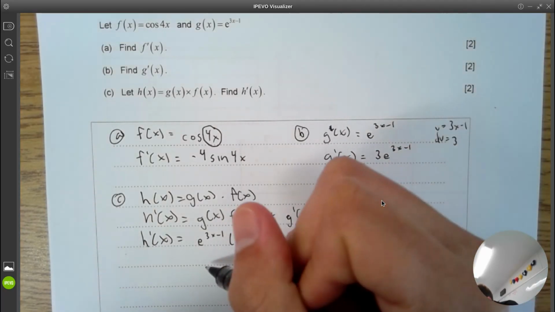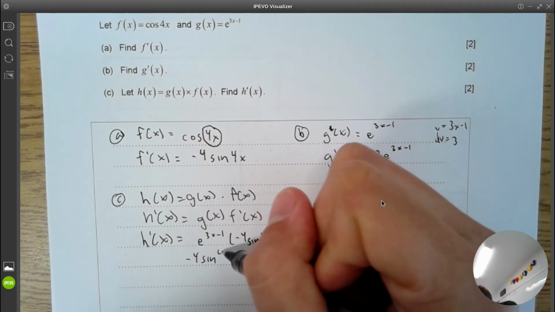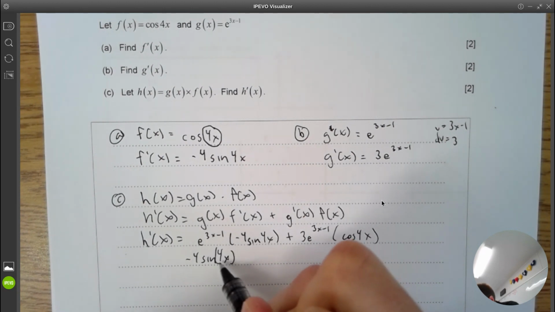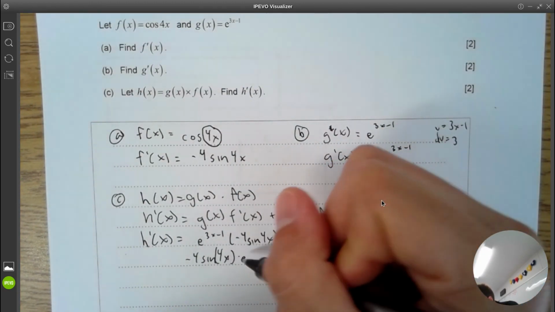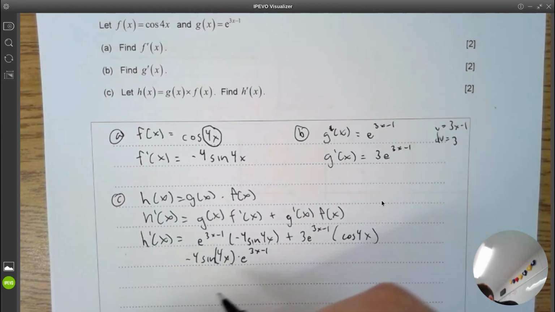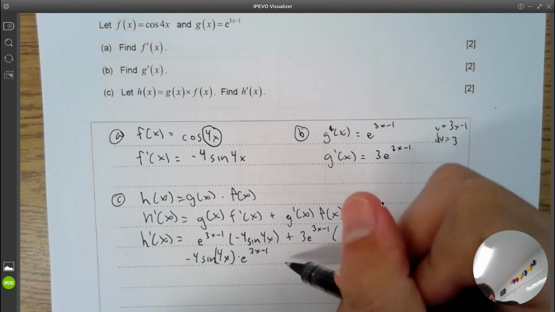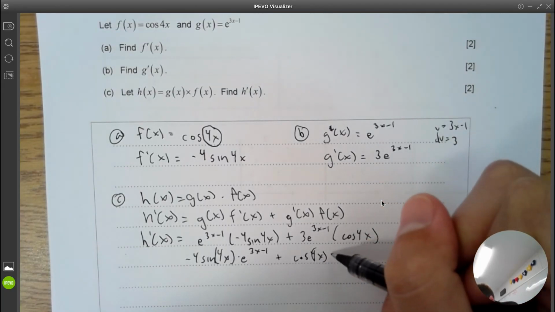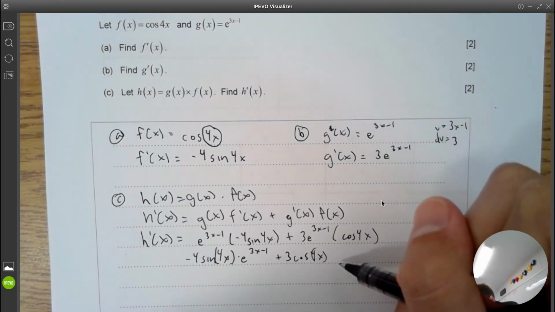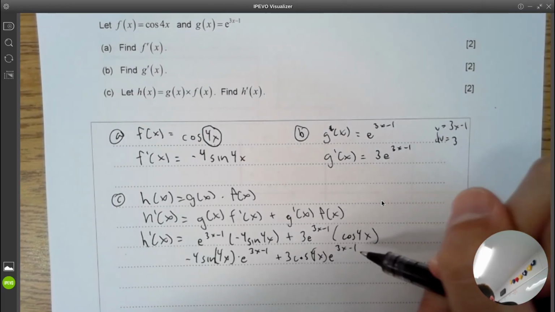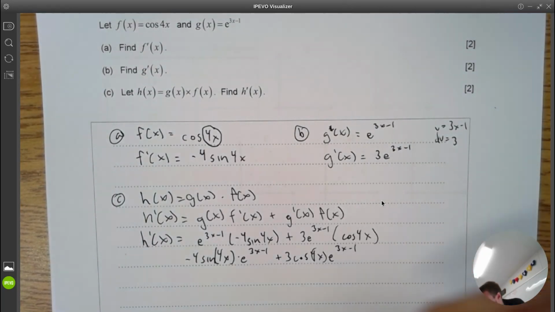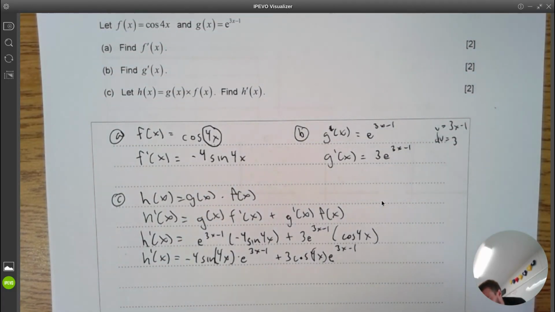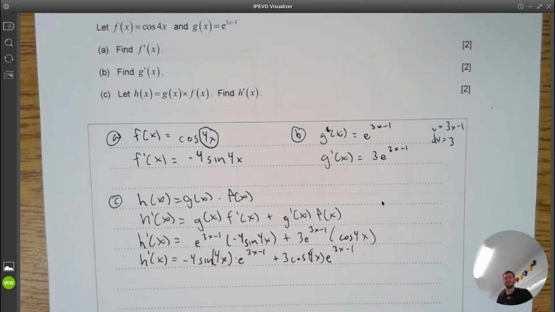I'll probably put this negative 4 sine 4x piece first, put the 4x in parentheses to make sure it looks like it's the sine of 4x. Follow that with a times e to the 3x minus 1. I guess that, honestly, I'm not really doing anything, so maybe this is a waste of time. Plus cosine 4x times, I could slide this 3 in front, e to the 3x minus 1. Again, I don't know that that's actually simplified it or made it look that much better, so probably a waste of my time. But I still feel pretty good that I'm getting all 6 marks for this question.